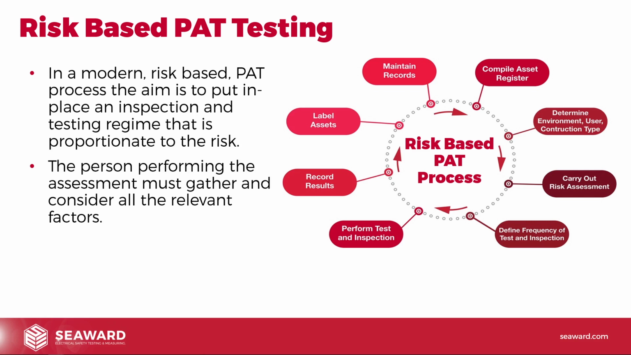And then we're determining the factors. When we talk about gathering all the relevant factors, we'll list those later on, but it says here to determine the environment, the user, the construction type. We go round and we actually determine all of these things. And we've got to do both of those before we can carry out the risk assessment. Once we carry out the risk assessment and determine the level of risk, then we can define the frequency of inspection and testing, and then the rest of it is just performing inspection and testing, recording the results, labelling the assets, maintaining the records, and then the whole process continues in a cycle. We've talked about this cycle before.